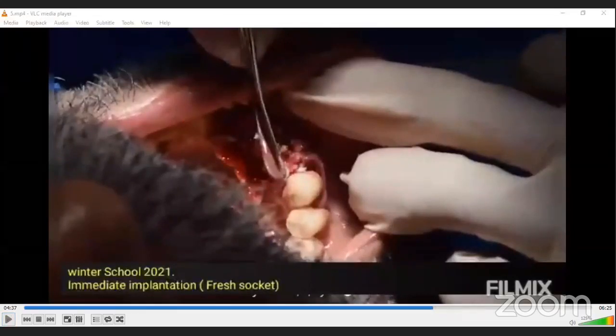In this case, bone grafting was used to fill the gap between the implant and the buccal bone.